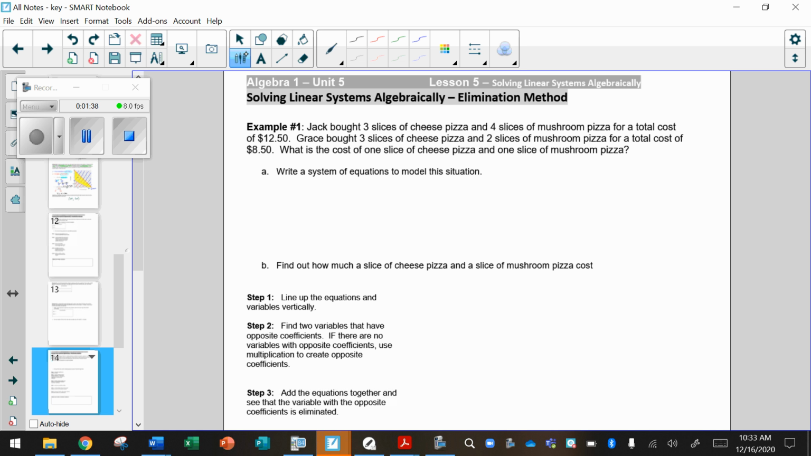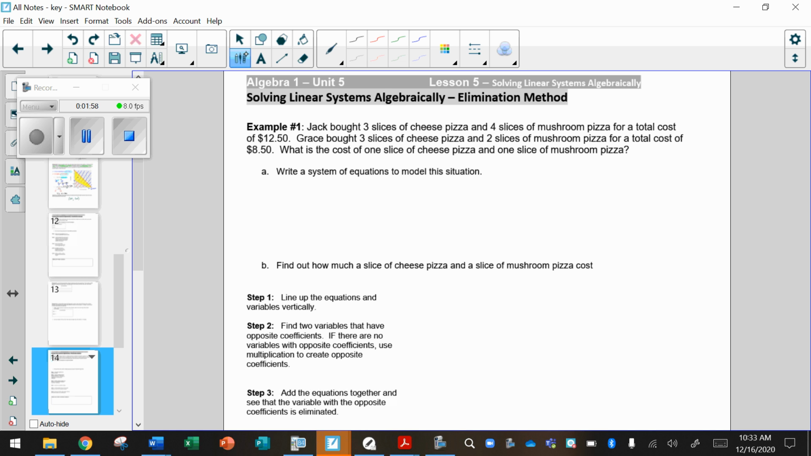Jack bought 3 slices of cheese pizza and 4 slices of mushroom pizza for a total cost of $12.50. Grace bought 3 slices of cheese pizza and 2 slices of mushroom pizza for a total cost of $8.50. What is the total cost of 1 slice of cheese pizza, and what is 1 slice of mushroom pizza?